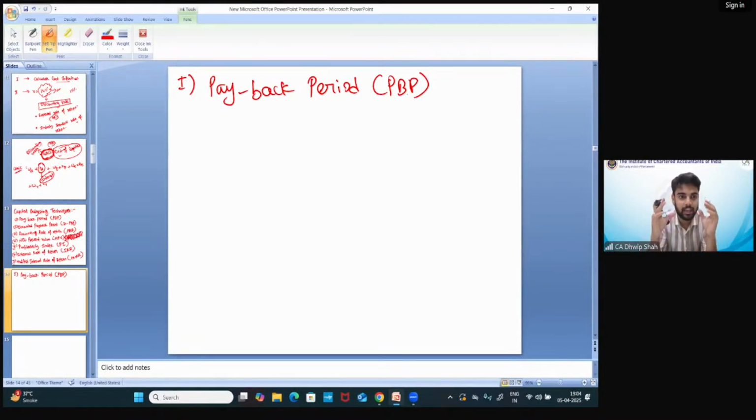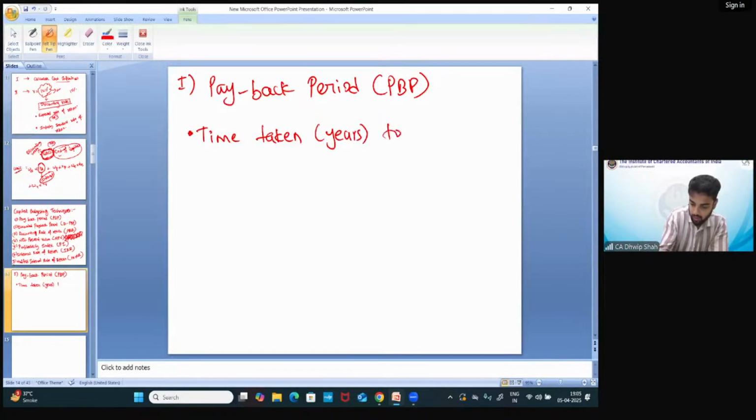मतलब कि let's say my investment in my illustration was 15 lakh, right? So within how many years did it take to recover 15 lakhs back? Are you getting this? मुझे वो 15 लाख मैंने जो इन्वेस्ट किया था कितने साल में वापस मिल गया? That is payback period. Time taken in years to recover the original investment amount.